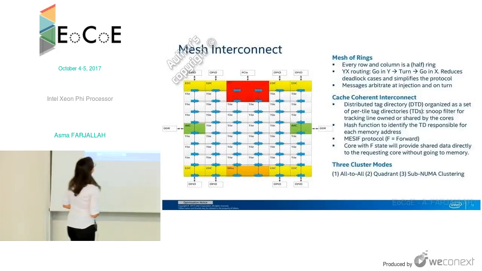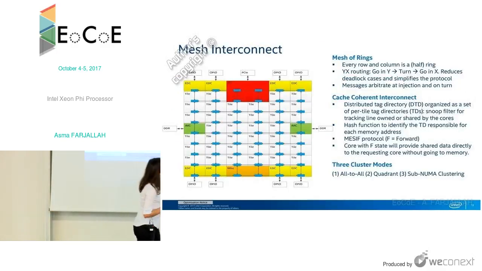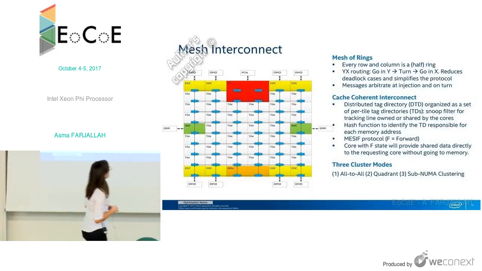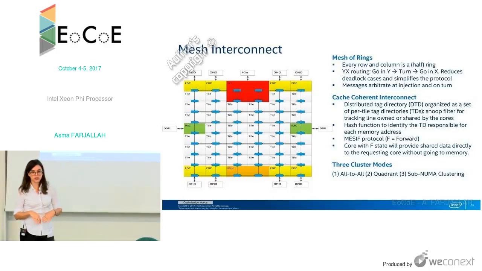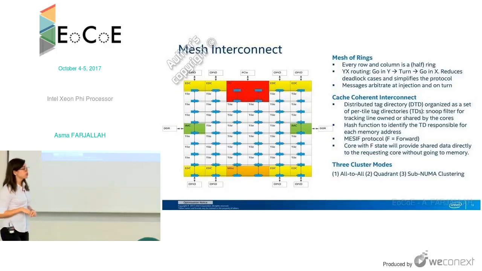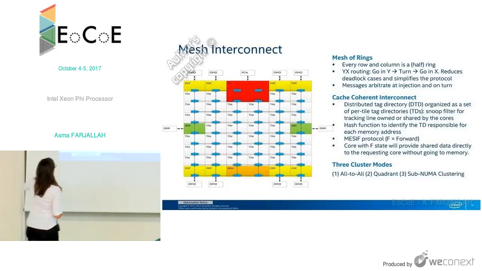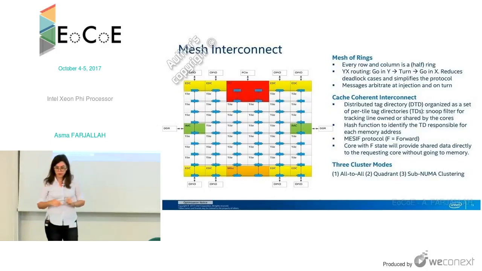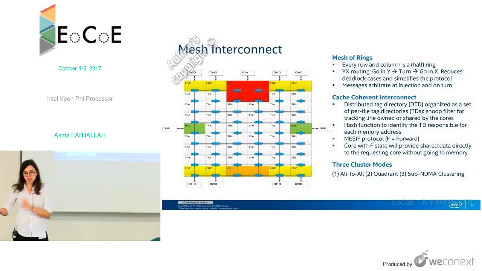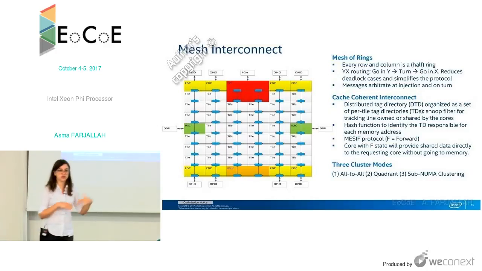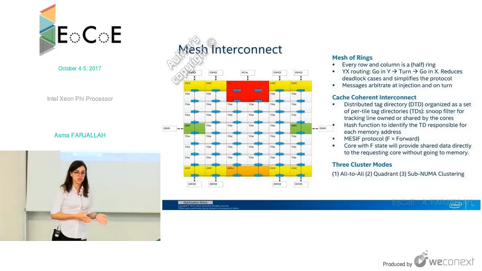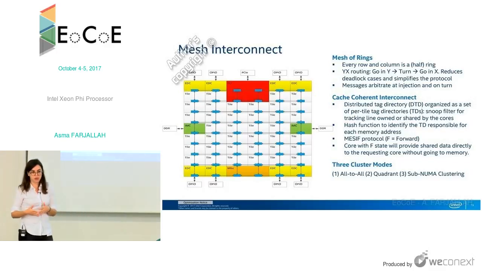Then the mesh interconnect. I've been talking about the CHAs and the distributed tag directory that we have on each tile. I've been talking about configuring memory, but we also need to configure the mesh interconnect. The mesh interconnect is going to impact the way you are accessing data in memory, so it's important to configure it in the best way in order to have the lowest latency and the best bandwidth that you can expect.